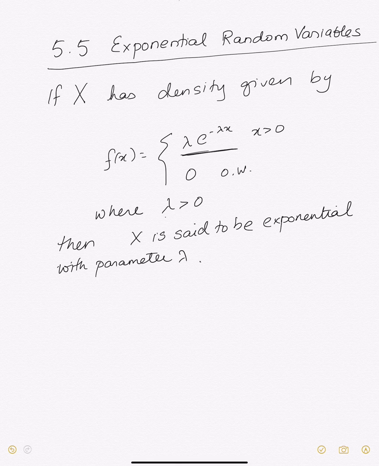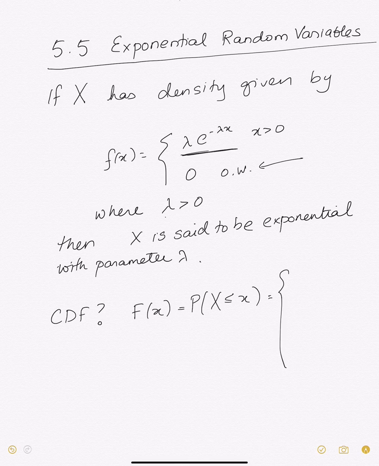So this is the probability density function. What about the CDF of an exponential random variable? The CDF, F of x, will be the probability x is less than or equal to little x. Since the random variable is never negative, which you know because the density is 0 when x is less than or equal to 0, you know that this is 0 if x is less than or equal to 0.